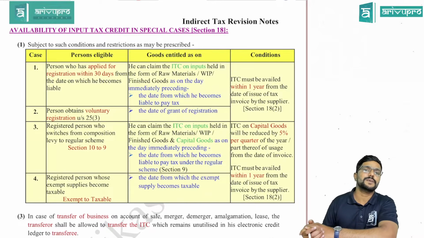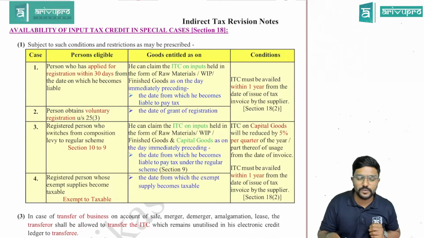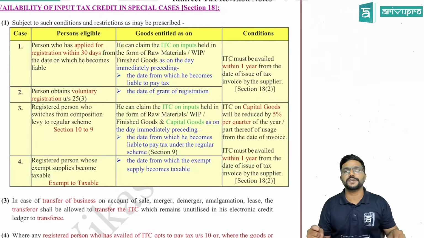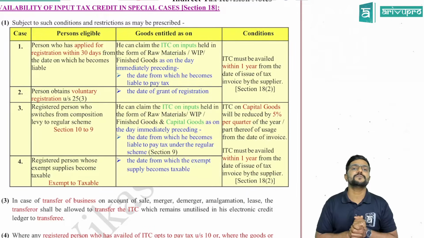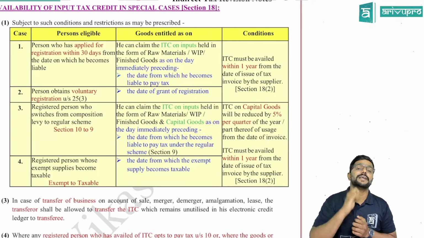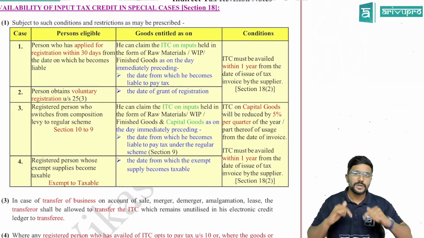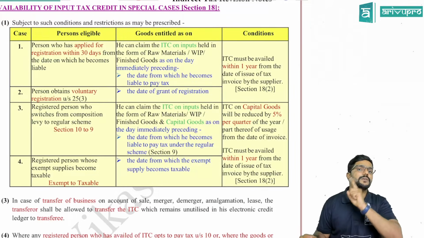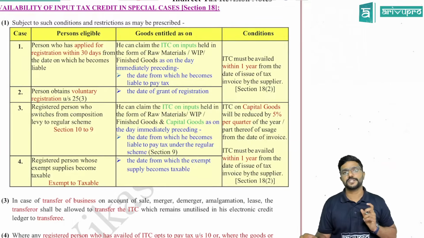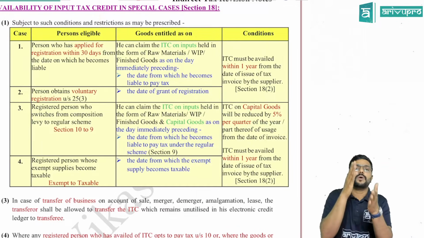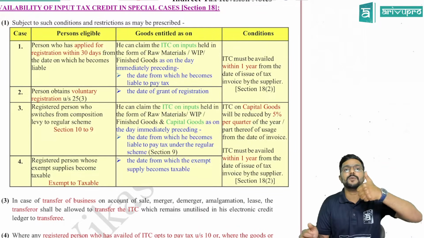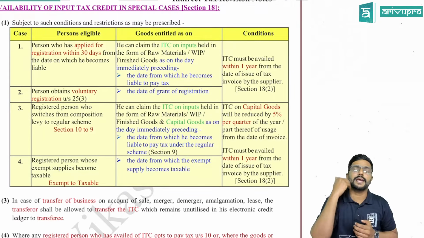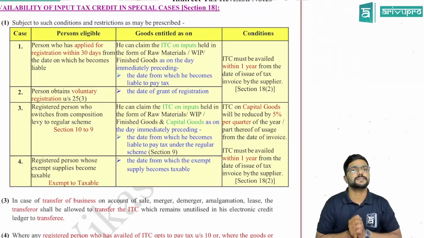Section 18, subsection 1 covers 4 special cases. What are those? One by one. Whenever a person is liable for registration under GST, he has to apply for registration within 30 days from the date he is liable for registration. Once he applies for the registration, his effective date of registration will be the date on which he was liable for registration. So preceding that day, whatever inputs he is having in the form of raw material, WIP and finished goods, whether it is stock or inventory, he can claim the input tax credit on the same.